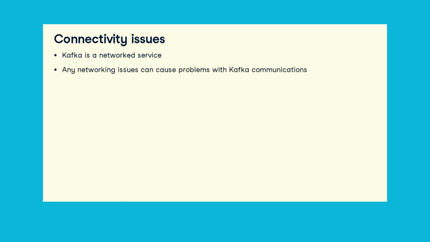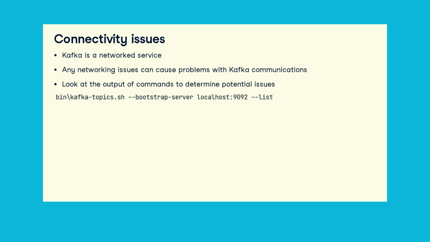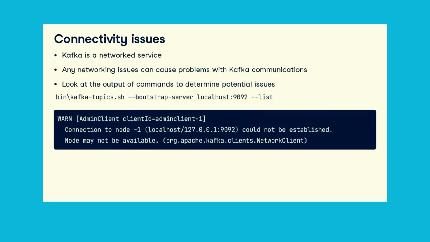Another class of issues is connectivity problems. Kafka is a network service, even on a single node installation. Any networking issues can cause problems with Kafka communications. The best way to identify these problems is to look at the output of commands to determine the potential issues. For example, let's consider trying to get a list of topics from an installation using the Kafka topics script, but receiving the following error showing that a connection could not be established.